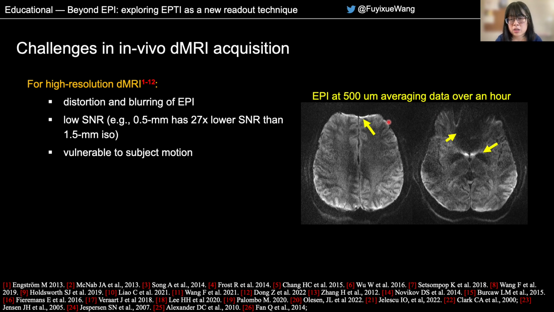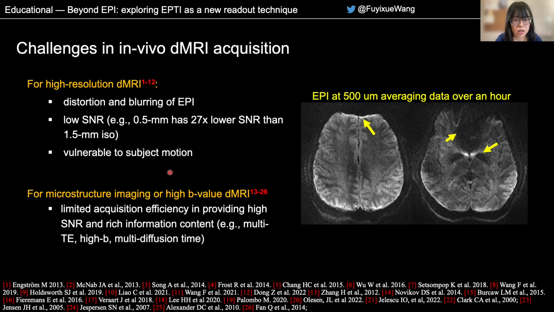Here's what we can get at 500 micron after averaging the data over an hour, with a low SNR and severe artifacts. And similarly, for microstructure imaging or high b-value diffusion MRI, the limited acquisition efficiency limits the SNR and the rich information content we're able to obtain.